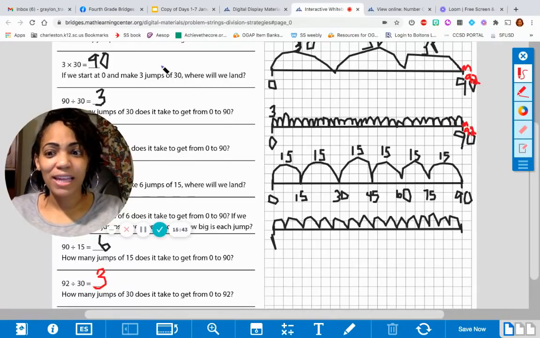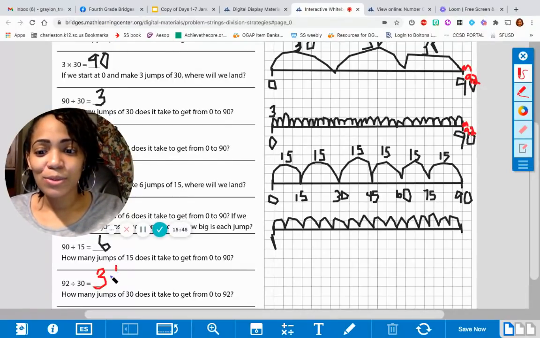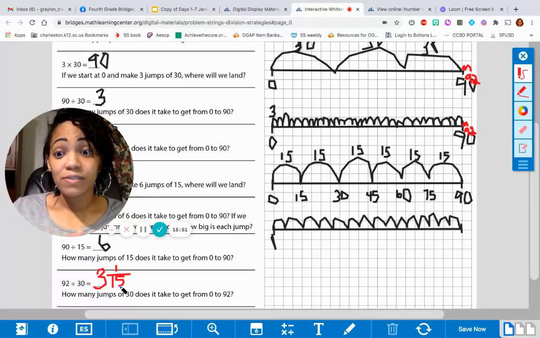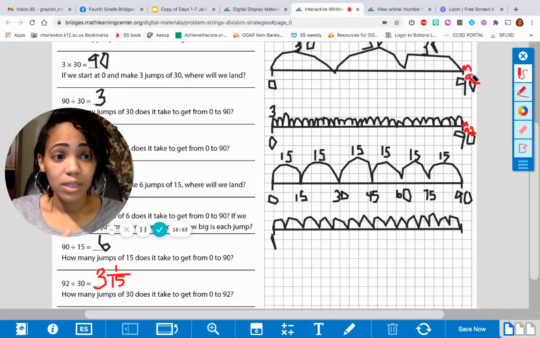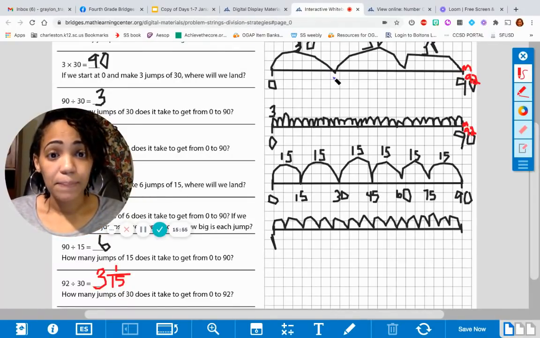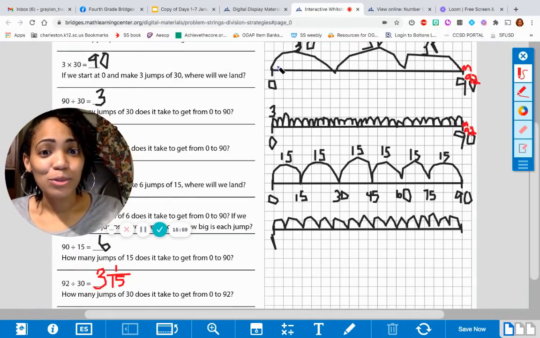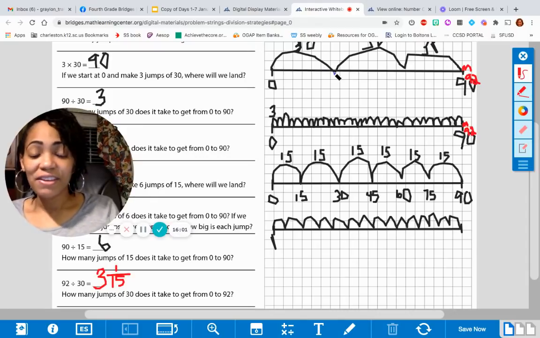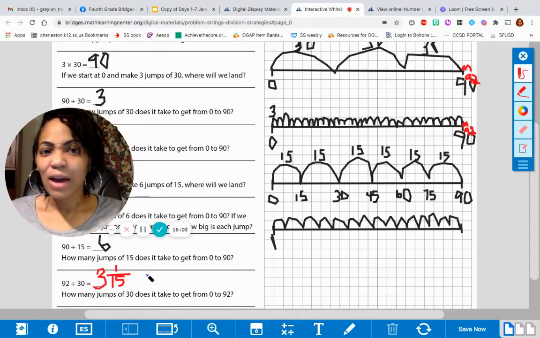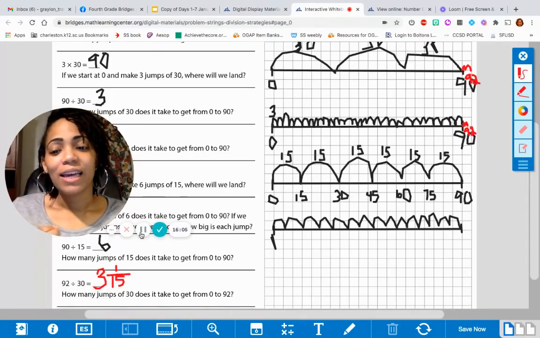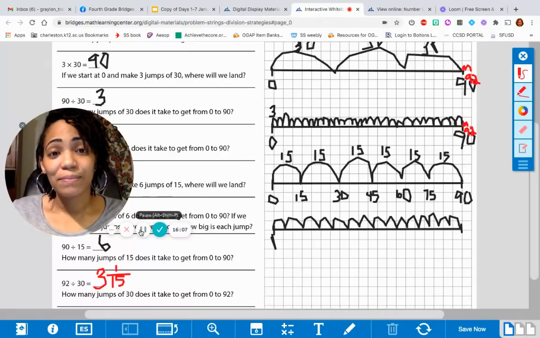Or I could simplify that and say 2/30 is the same as 1/15, because I'd have to make 15 jumps of 2 to get to what? 30. 15 times 2 is 30. So it'll be 2, 2, 2, 2, 2, 2, 15 times. So that's how I would notate that. 3 and 1/15. Okay?